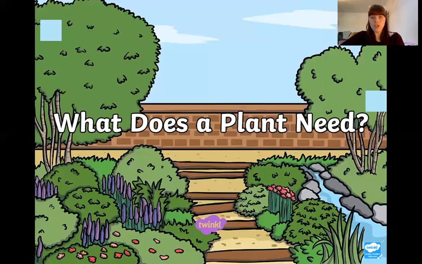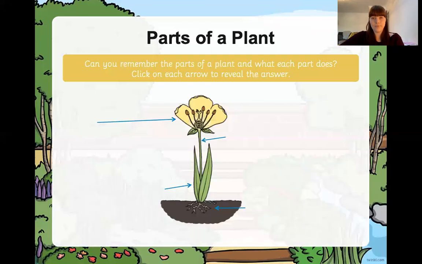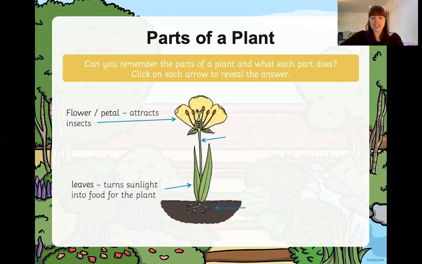So now let's move on to what things a plant needs. So let's test your knowledge. Can you remember the different parts of the plant and what each part does? So let's have a look. So the flower and petal were used to attract insects. What about the leaves? Can you remember what the leaves did? There, they turn sunlight into food, so they catch the sunlight and then they make food for the plant.